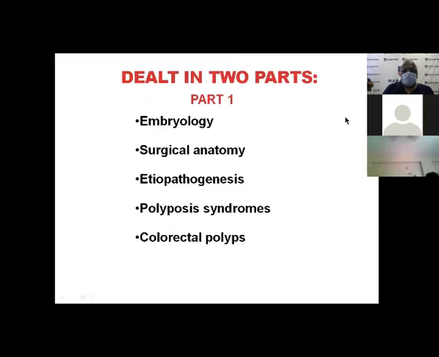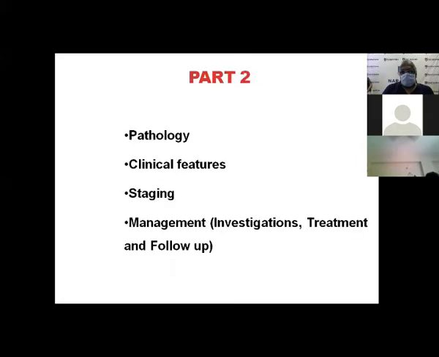We'll go slowly. It is going to be dealt with in 2 parts. Today we'll talk about the embryology, surgical anatomy, etiopathogenesis, some of the polyposis syndromes, which are all pre-malignant conditions, and we'll talk about colorectal polyps. Tomorrow, we'll be talking about the pathology, the clinical features, staging and management, which includes the investigation, treatment, and follow-up. Why I'm telling you this is, you can read a little bit about it and come tomorrow.